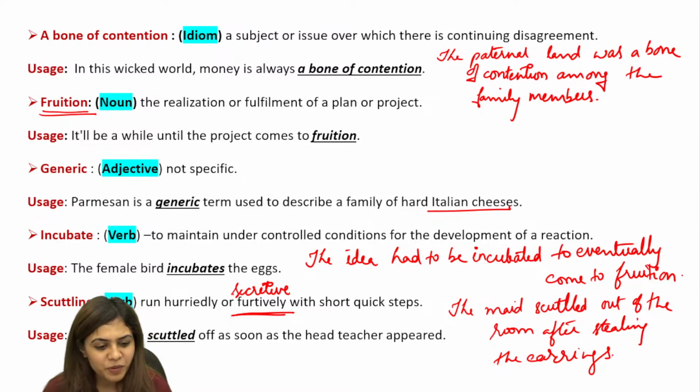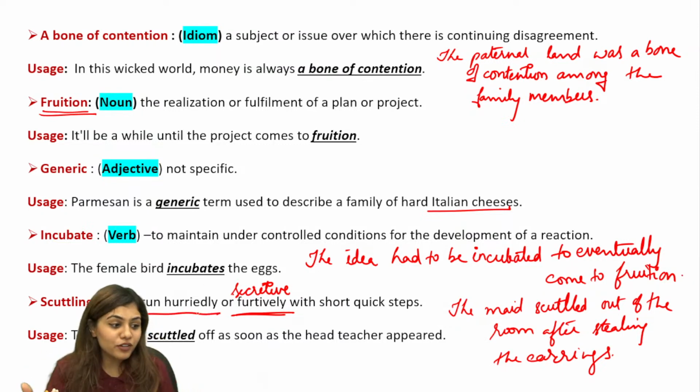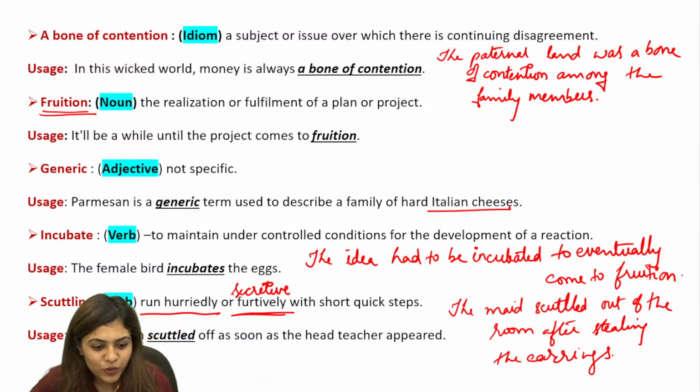My CLAT UG preparation is on the way of scuttling. Why are you going to? No, no, no. Don't use it like hurriedly. It's basically when you're trying to hide something and then you're trying to run away from it. Okay? No, no, no. Scrutiny is not at all similar to scuttling.